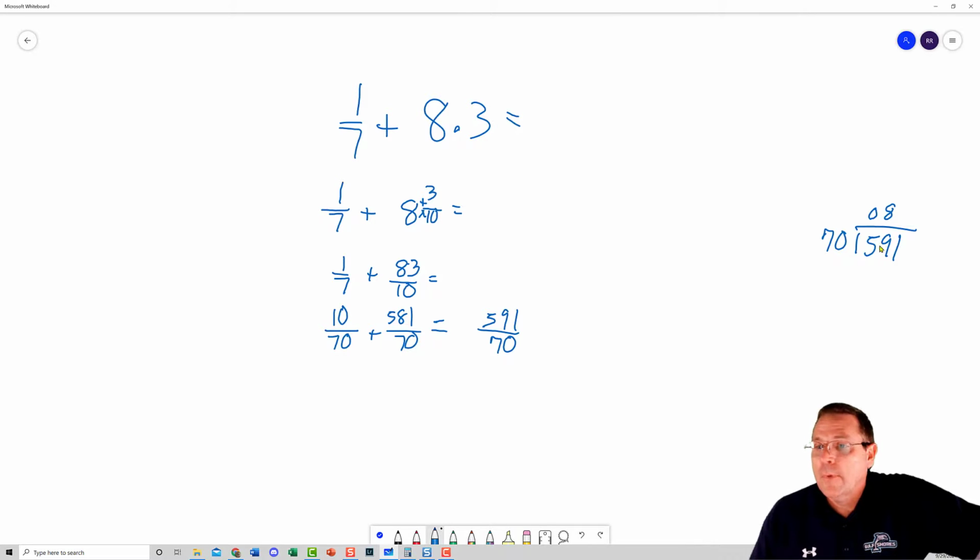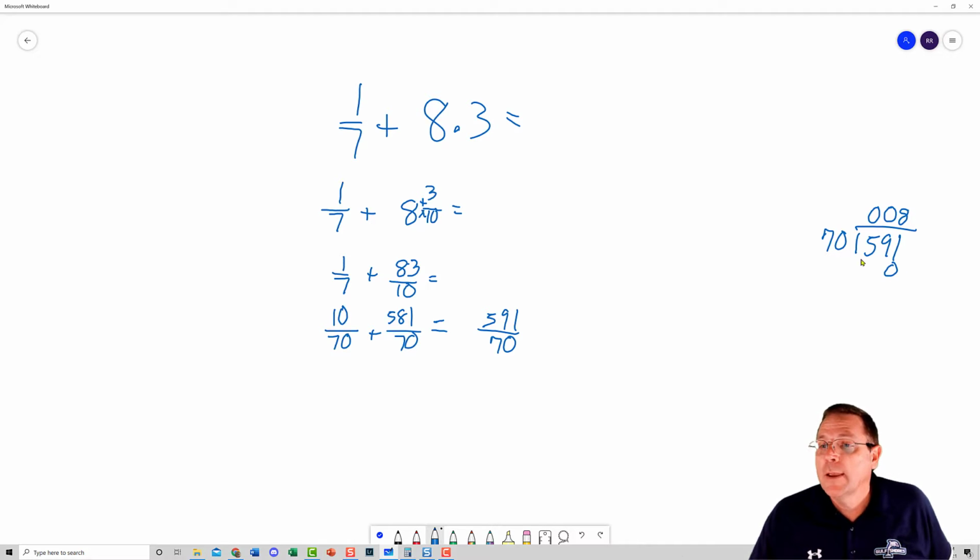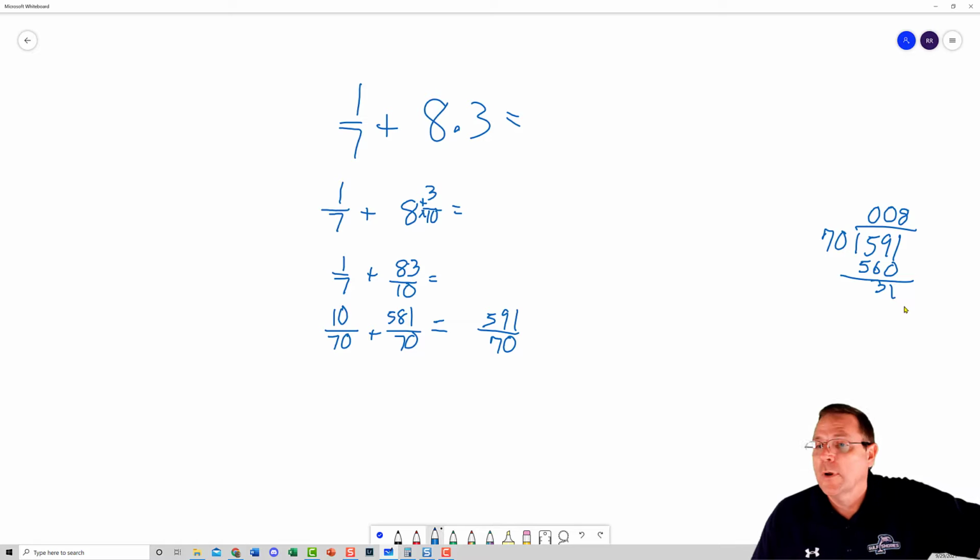I'm sorry, I screwed that one up just a little bit. I got to put that one more space over. So 70 is going to go into 591 probably 8 times. 8 times 0, 0. 8 times 7, that's going to end up being 56. You subtract that, you're going to have 31 left over.